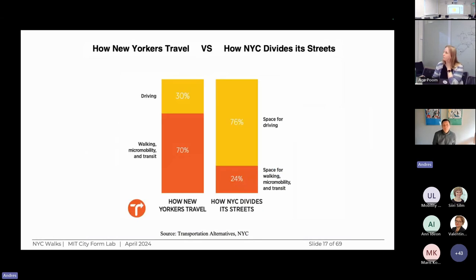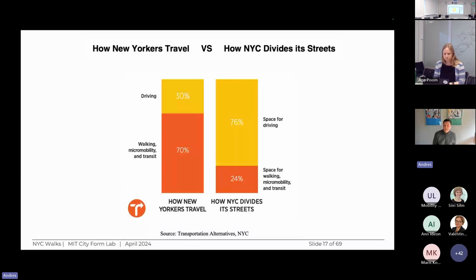However, despite the very large share of walking trips in New York City, sustainable trips that include transit, walking, and micromobility, including cycling, constitute around 70% of all journeys in New York. The way that space is allocated in New York City does not represent that share. In fact, it's almost the opposite proportion.